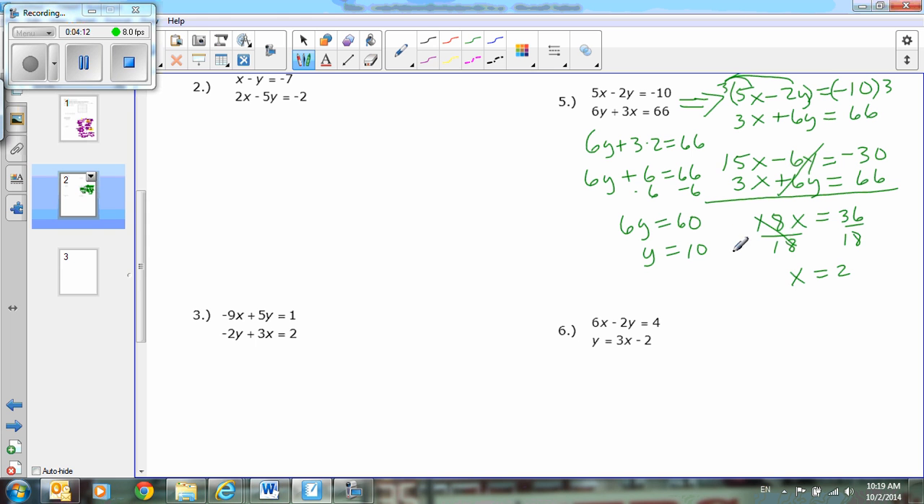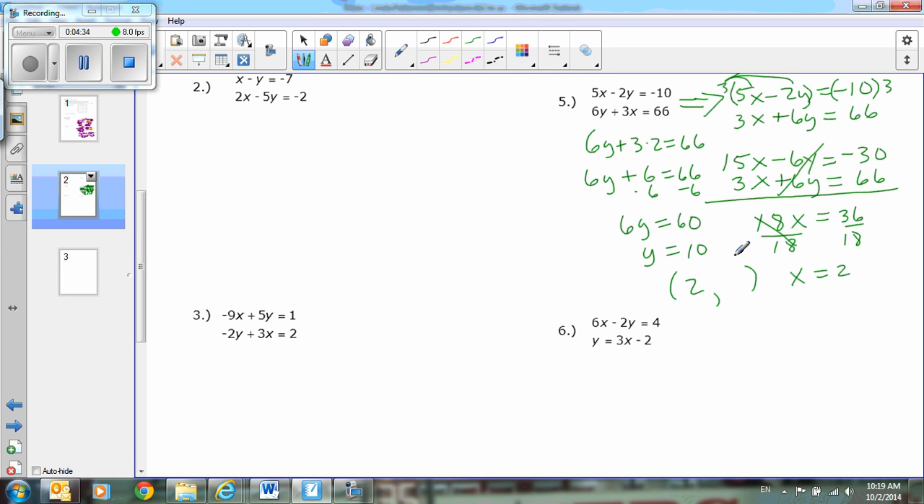So our solution then would be the ordered pair. Remember, we're looking for the coordinates of the point where these two lines would intersect. The x value is 2 and the y value is 3. Oh, whoops, the y value is 10. Sorry about that. Let me fix that really quick. All right.